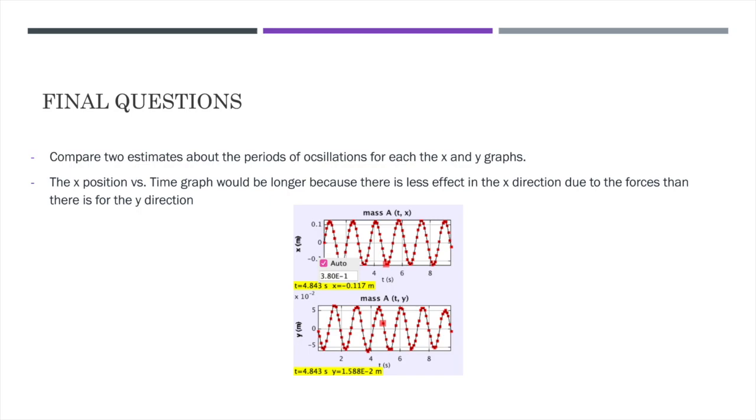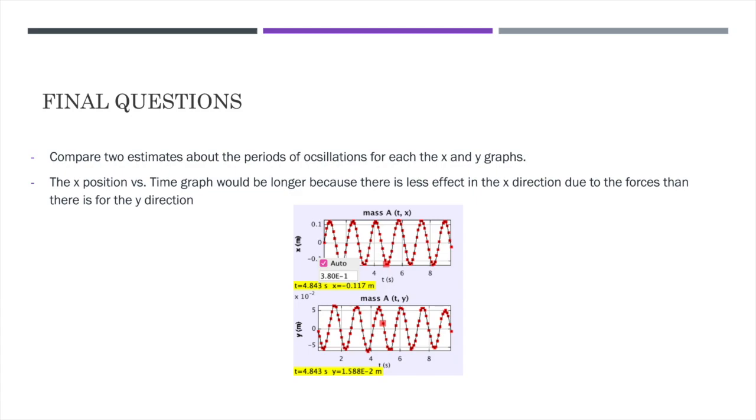Now, comparing the two estimates about the periods of oscillations for each of the graphs, I would say that the x position versus time graph would be longer, because there is less effect in the x direction due to the forces than there is for the y direction.